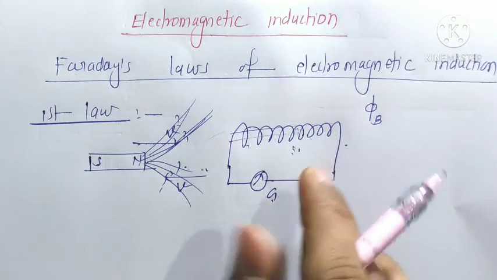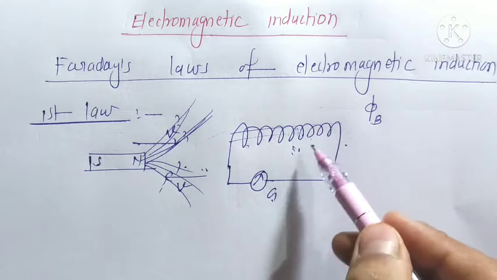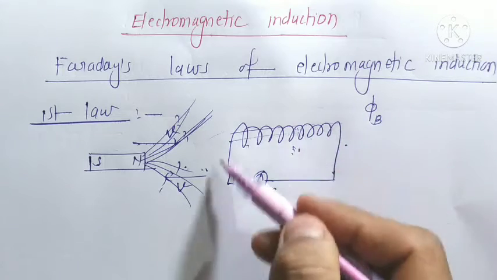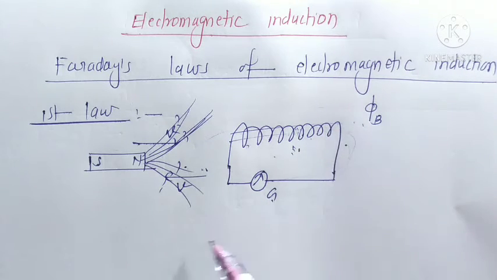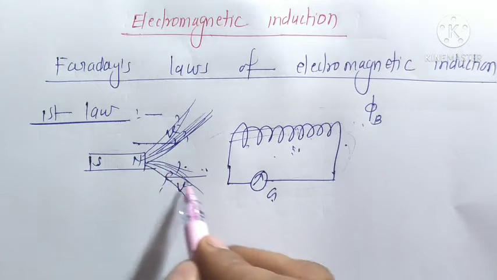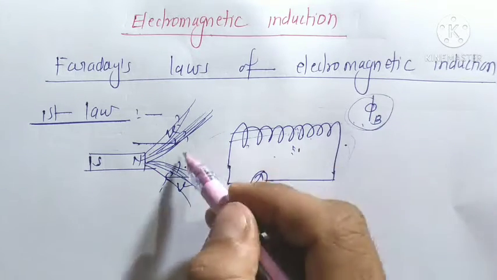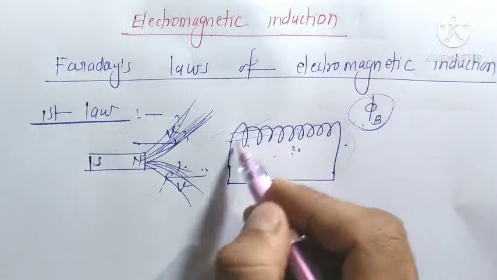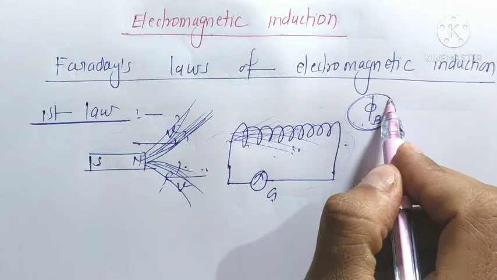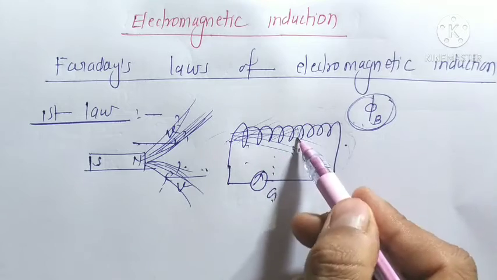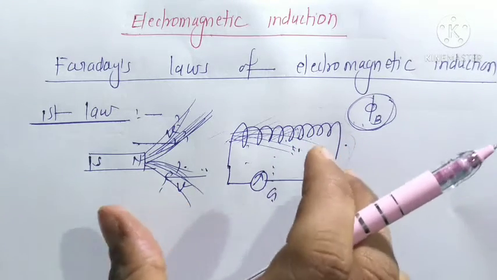So this first law states that whenever the amount of magnetic flux linked with a closed circuit changes, an EMF is induced here. Due to the change in magnetic flux, more and more magnetic field lines pass through the coil, then the magnetic flux changes here. So due to this, induced EMF is produced inside this coil. So this is our first law.